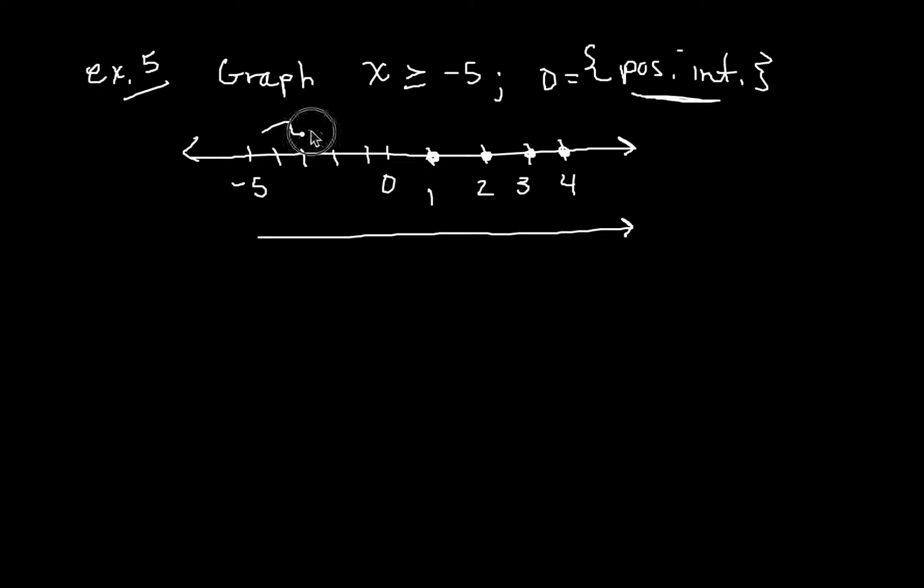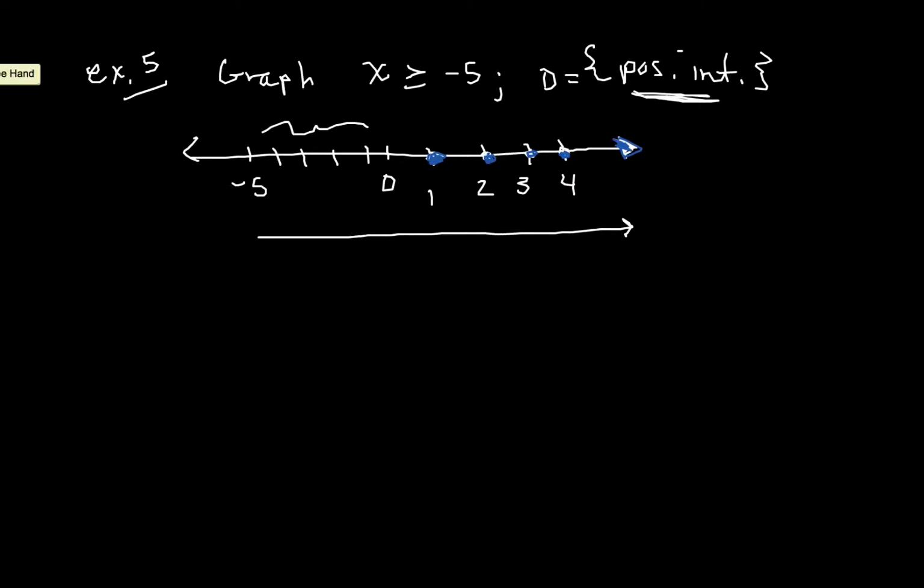We don't fill in any of these because they're negative and they don't fit in our domain. And so this is our solution. Let me just color it in a different color here for us. So we're going to have, you'd fill in 1, 2, 3, 4, and then fill in the arrow. All right, that's the first part of the lesson.